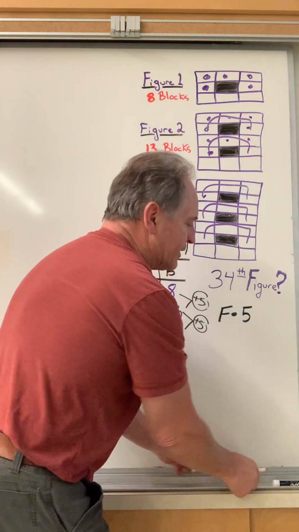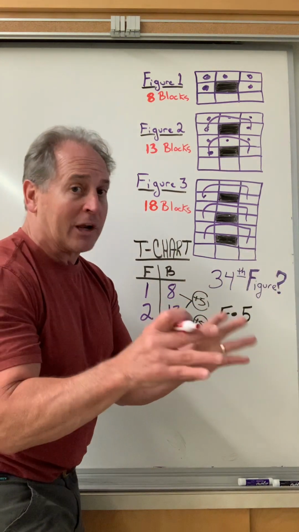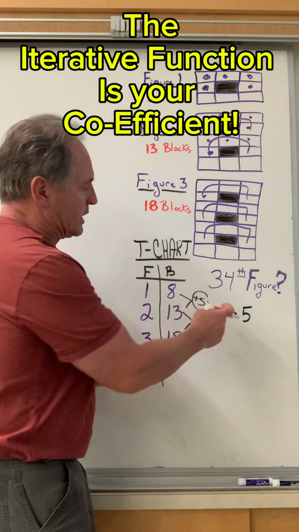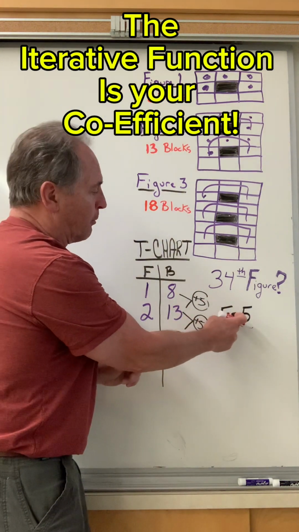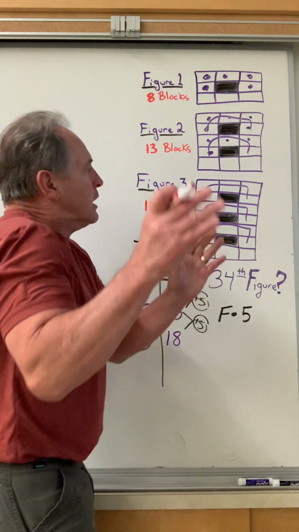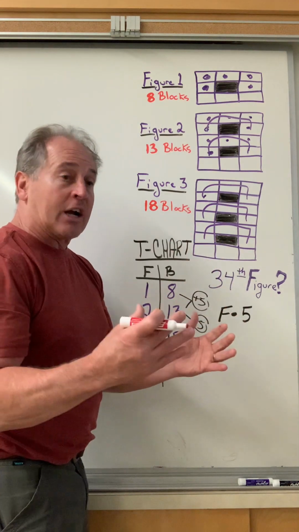Now, the next thing I tell them is, hey, let's look for the constant. Now, one more little bit of information. The iterative function is also your coefficient. So anytime you have a variable and you multiply by the coefficient, in this case, it's the times 5, right? Good stuff, right? All right, so let's move on and let's figure out what the constant is.